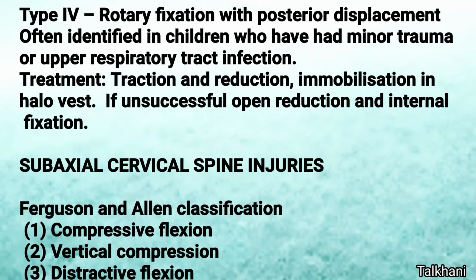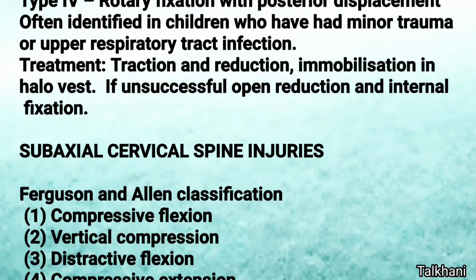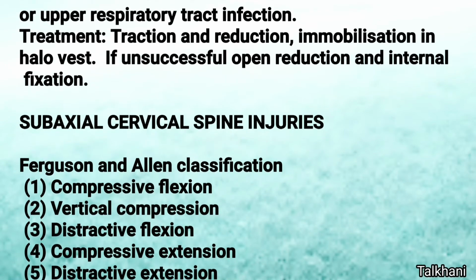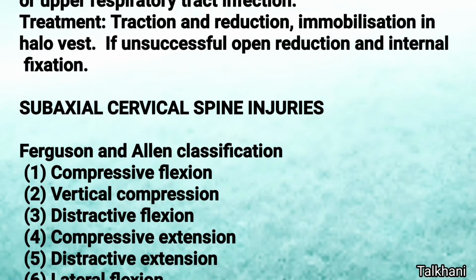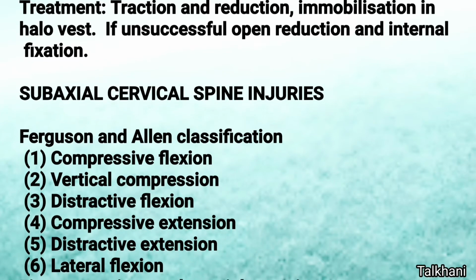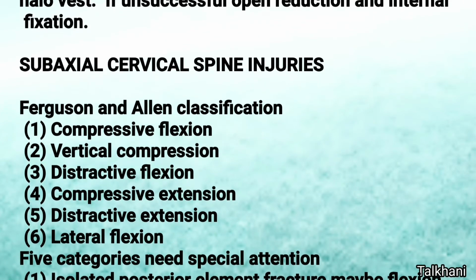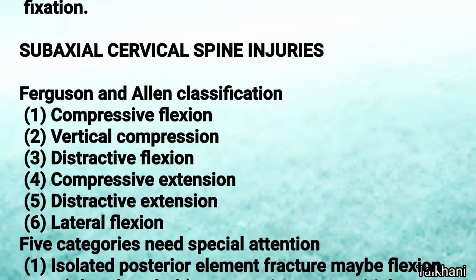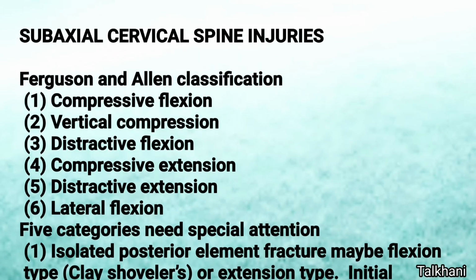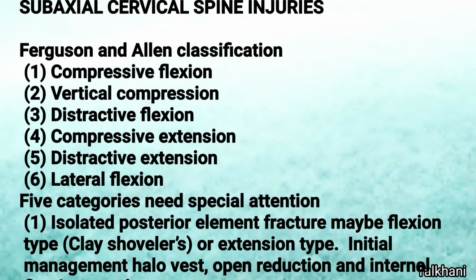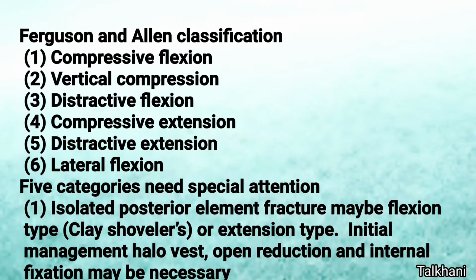Subaxial cervical spine injuries are classified by Ferguson and Allen. Number 1, compression flexion injury; 2, vertical compression injury; 3, distractive flexion injury; 4, compressive extension injury; 5, distractive extension injury; and 6, lateral flexion injury. 5 categories are described in brief here.